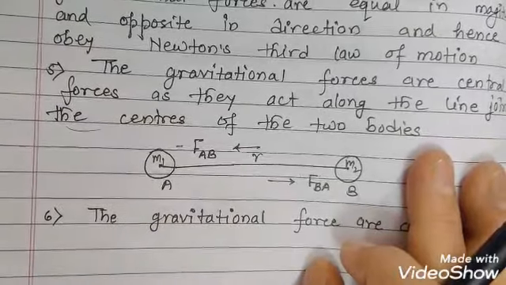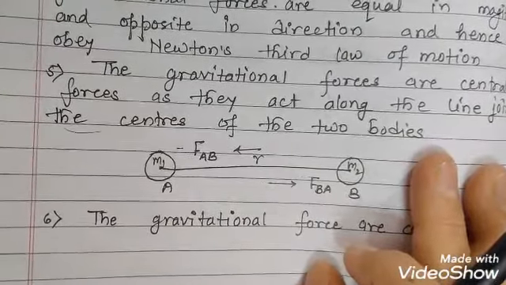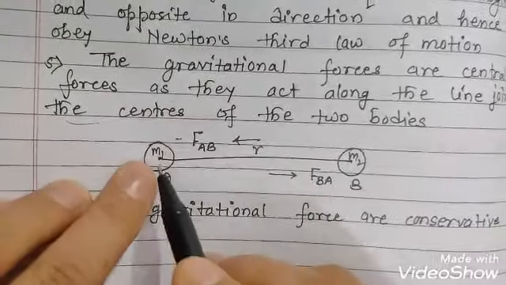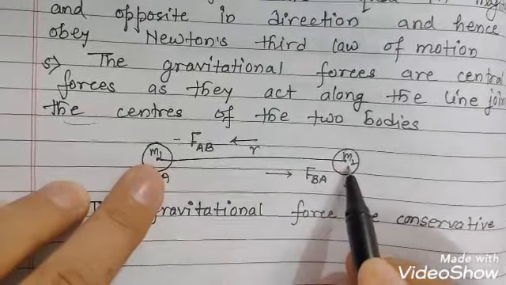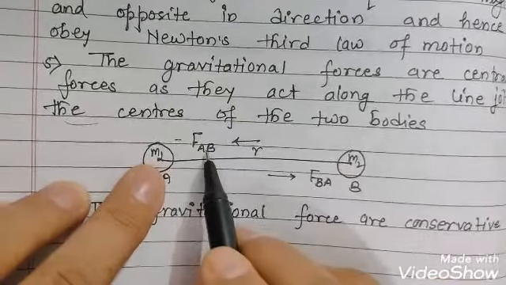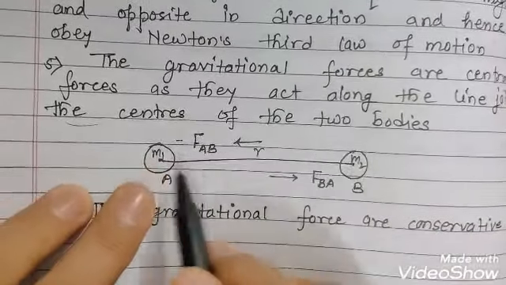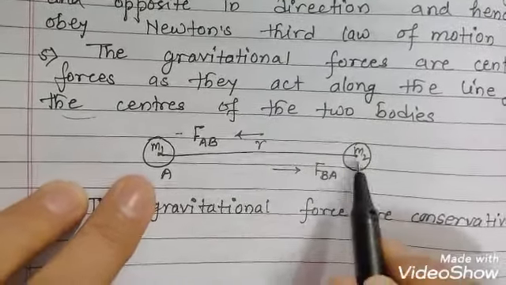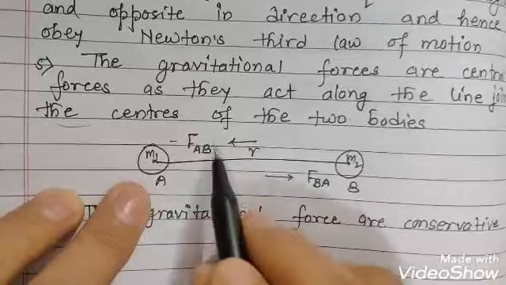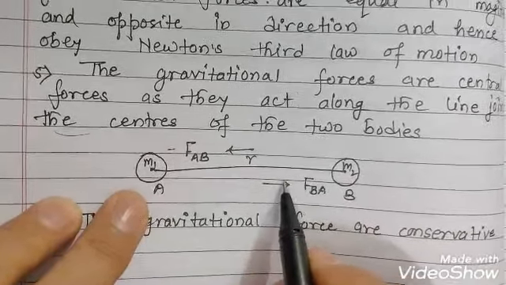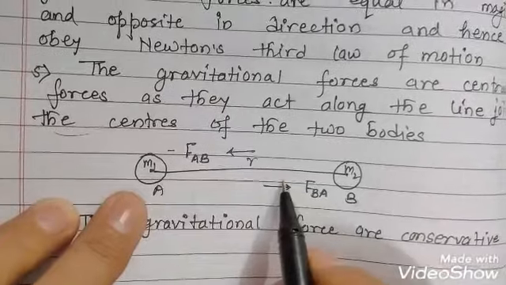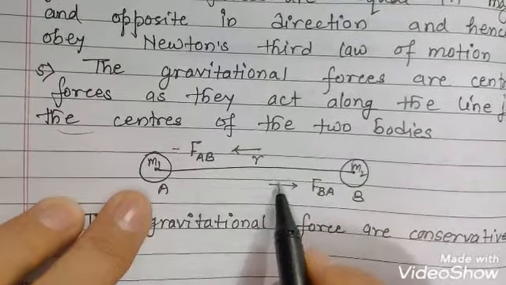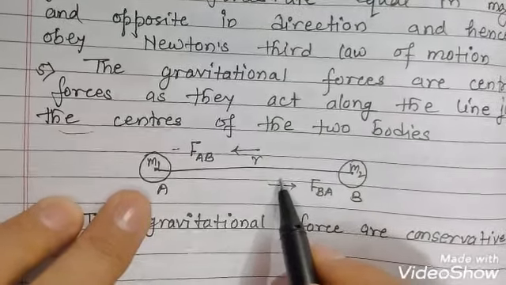Then, the gravitational force of attraction between two given bodies forms an action and reaction pair. That means if one body applies a force on another body, suppose FAB is the force applied by body B on A, and FBA is the force applied by body A on B. These two forces will be equal in magnitude but opposite in direction, and hence they obey Newton's third law of motion. That means they make the action reaction pair.